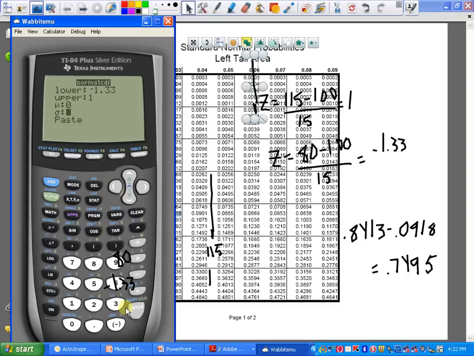And when I paste these, we get our answer that we had here, 0.7495. We didn't have to subtract anything off because we had a lower bound and an upper bound here.